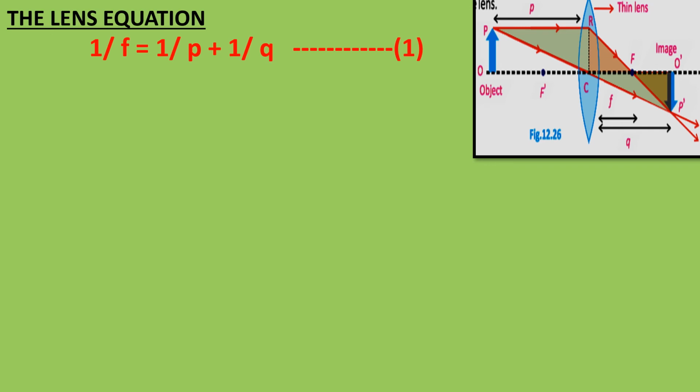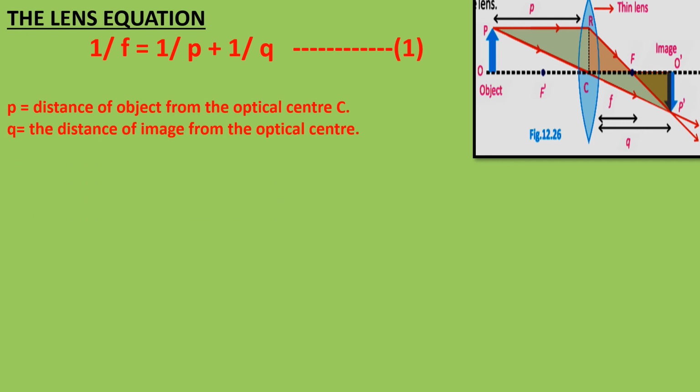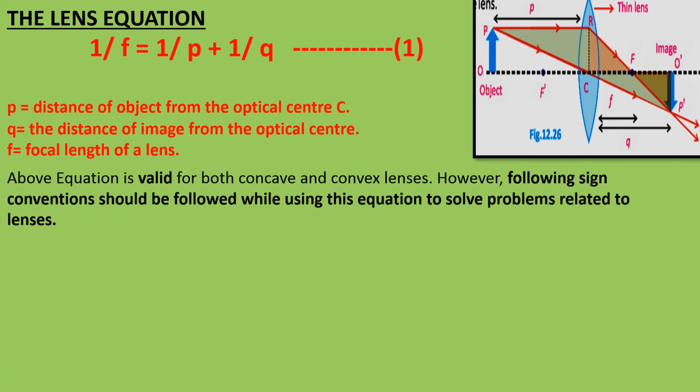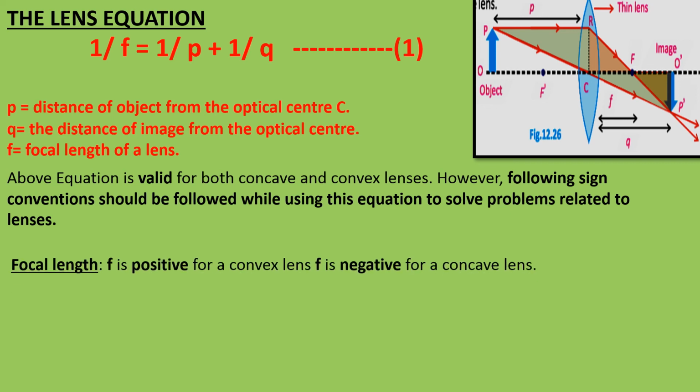In this equation, small p is the distance of the object from the optical center, also called the object distance. Small q is the distance of the image from the optical center of a lens, also called the image distance. Small f is the focal length of a lens. The above equation is valid for both concave and convex lenses. However, the following sign conventions should be kept in mind while solving the problems.